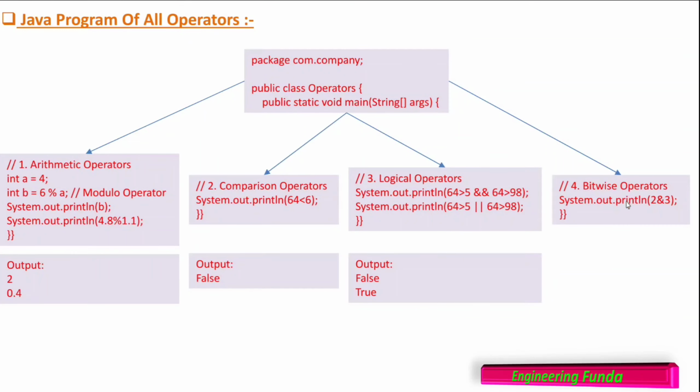Then we have the bitwise operator. If we perform a bitwise operation on 2 and 3, it will give us the result as 1. So I hope that it is clear, my dear friends. These operators are very important, because without operators we cannot do anything in the program.